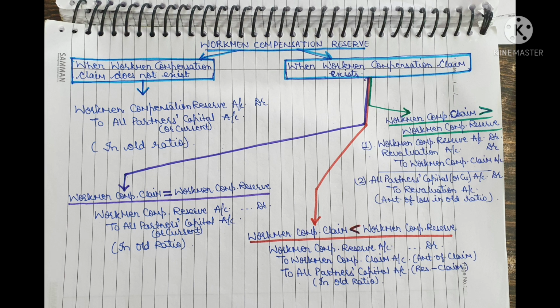One more entry will be passed in this case because we have taken the help from the revaluation account. Now all the partners have to compensate that amount which was taken from the revaluation account, in their old profit sharing ratio, to the revaluation account. So the second entry will be all partners' capital or current account debited to revaluation account, and here the partners will bring the amount of loss which was falling short in the reserve of workmen's compensation, and they will be bringing it in their old ratio. In this way, two journal entries will be passed in this last case.